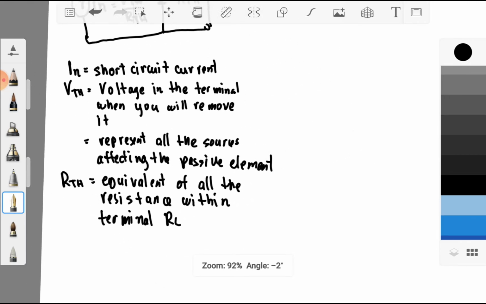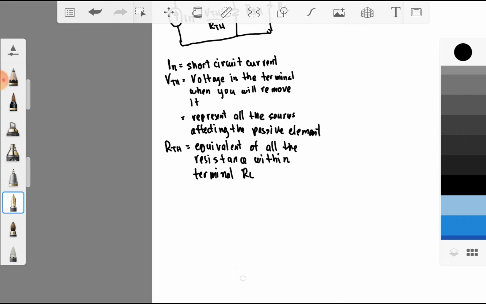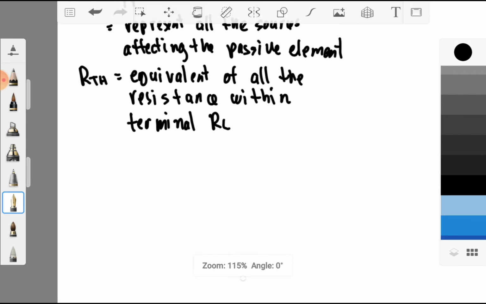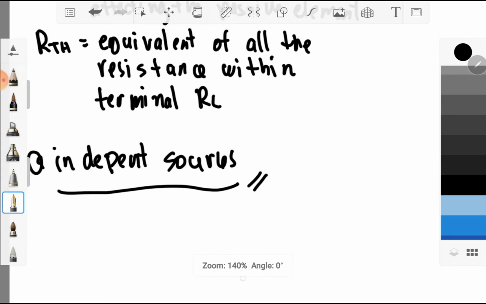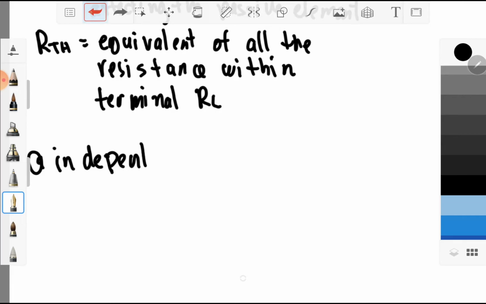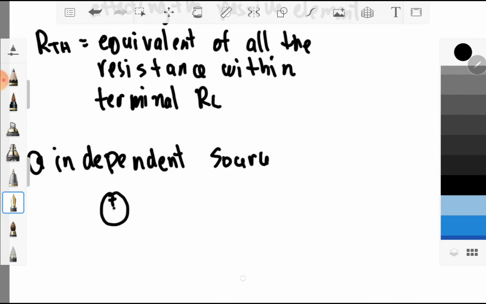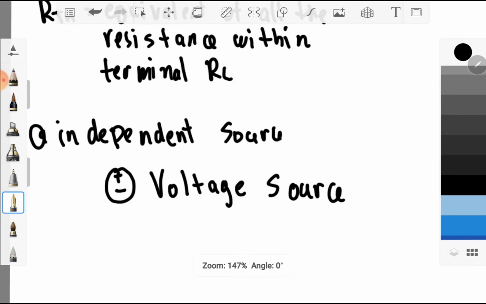Okay, notice that for Thevenin and Norton equivalent, if you have independent sources, which is basically your case 1. So pag nakakita kayo ng independent source, basically we have two, right? We have our voltage source and our current source.